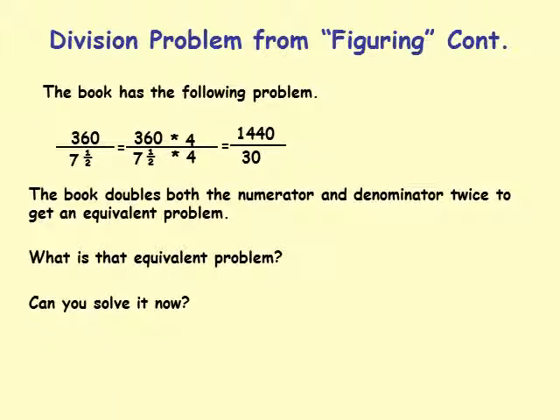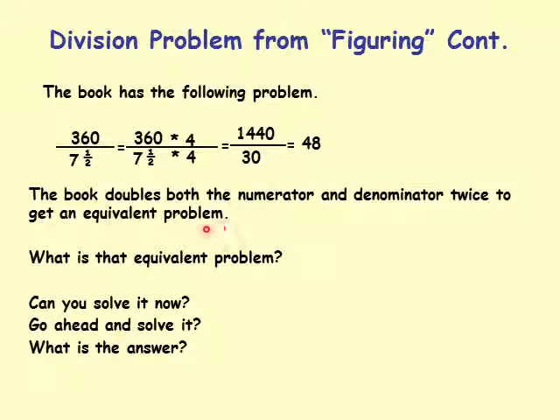Okay, can you solve it now? Okay, let's go ahead and solve it. What's the answer? If you cross out zeros here, then you are left with 144 divided by 3, which is 48. Okay, let's continue. So that answer is 48. The answer to the original problem, 360 divided by 7.5, is 48.